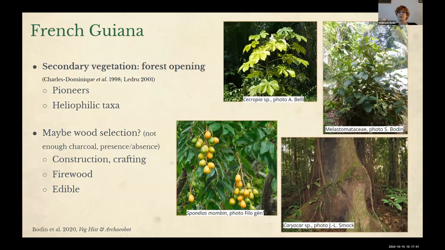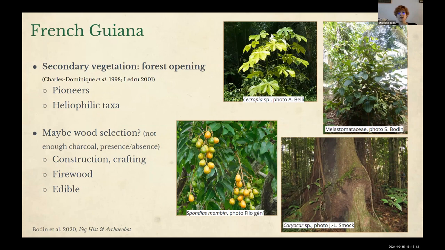And so I identified charcoal from different sites under different types of vegetation cover. And what I could see is that in many sites, we could see a secondary vegetation, so probably a vegetation opening. So I found pioneers like Cecropia. It's a well-known pioneer in Amazonia, and also heliophilic taxa. So it allowed us to say that the forest was not as dense during human occupation.